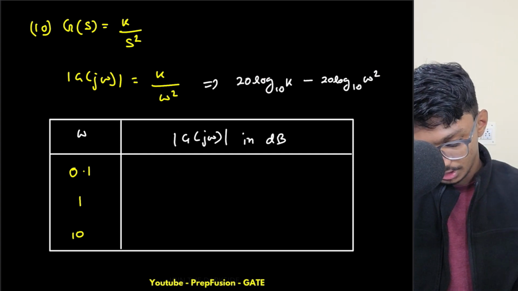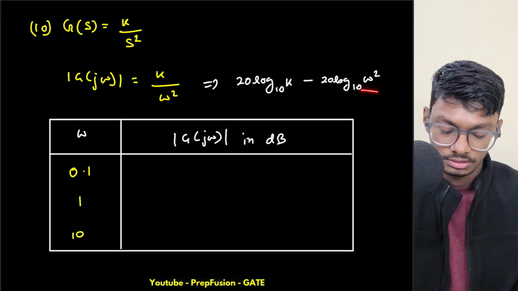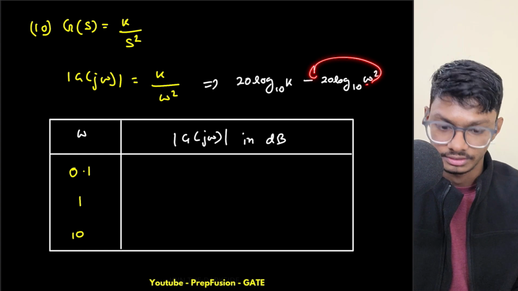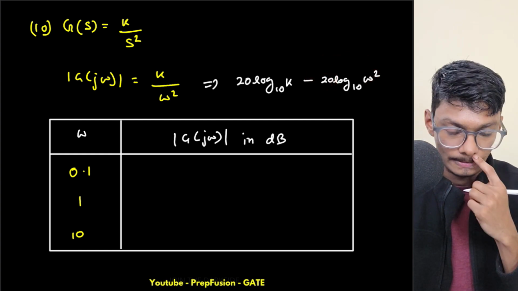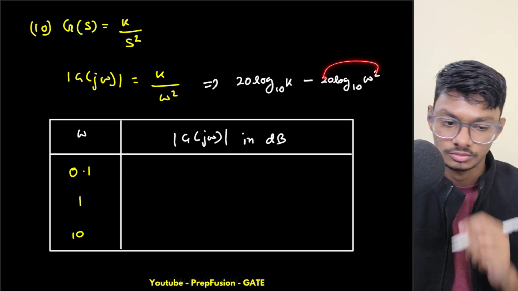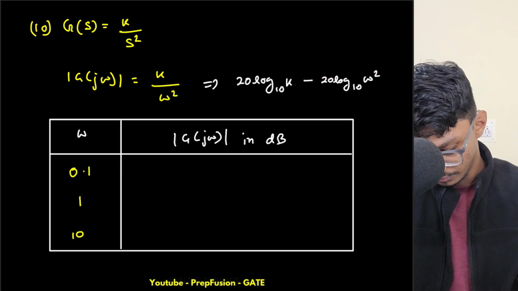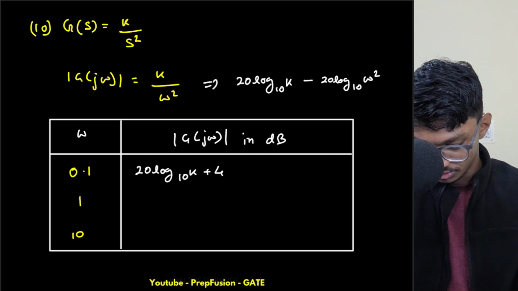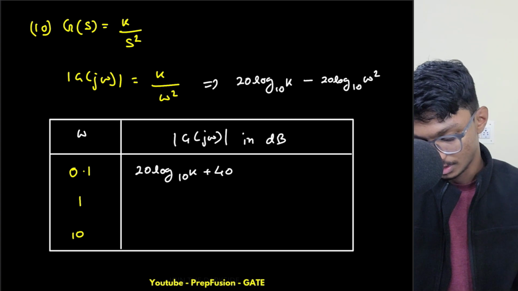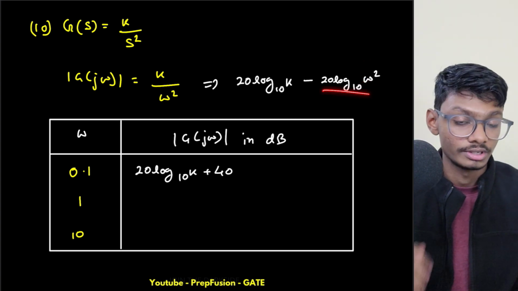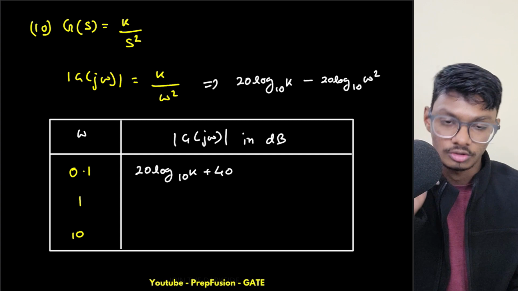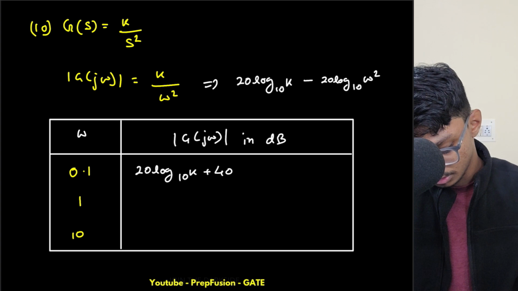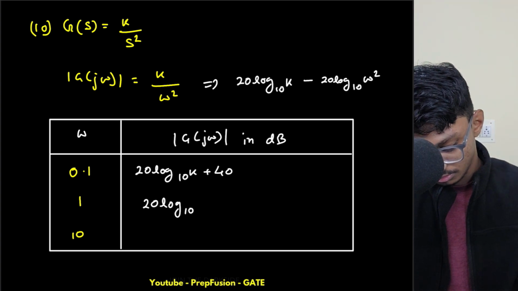If I put omega equal to 0.1, then 0.1 whole square is 10 to the power minus 2. So minus 2 comes in front, and this is minus minus, which is plus 40. So it will be 20 log base 10 k plus 40. You evaluate for 0.1 and you get plus 40 over here. Now you put omega equal to 1. 20 log base 10 of 1 is 0, so this is simply 20 log k only.